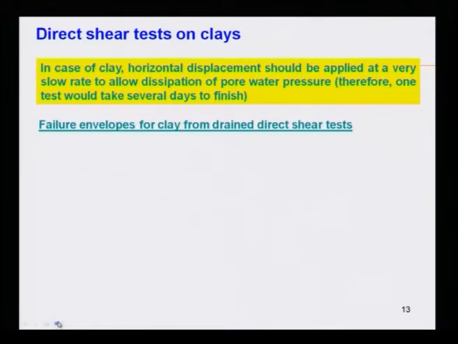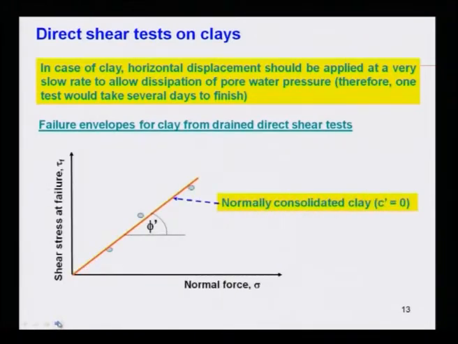Failure envelopes for clay from drained direct shear test. So, for normally consolidated clay, if I plot shear stress at failure versus normal stress, this is not normal force, this is your normal stress. For normally consolidated clay, C prime is equal to 0, you will only get phi prime.